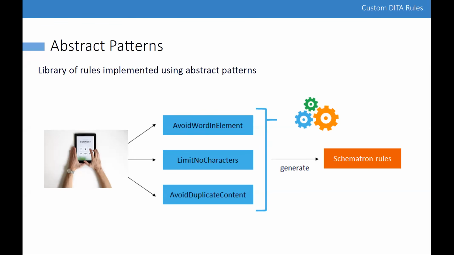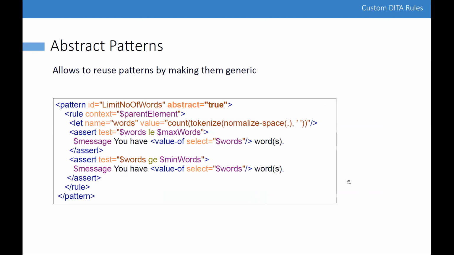This is why abstract patterns are very powerful, because they allow you to define generic rules for Schematron, and the user can just choose some of the parameters and implement the concrete Schematron rules. So the user can choose which of the rules he wants to use in his document, then hit generate, and it generates the concrete Schematron rules. I also have a small example with an abstract pattern here.